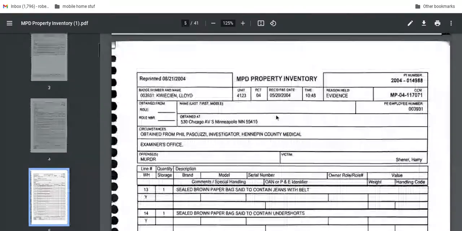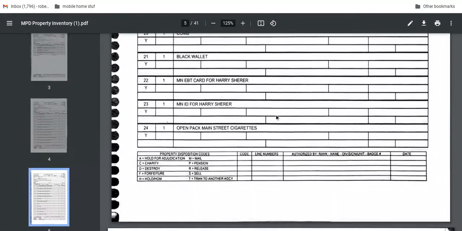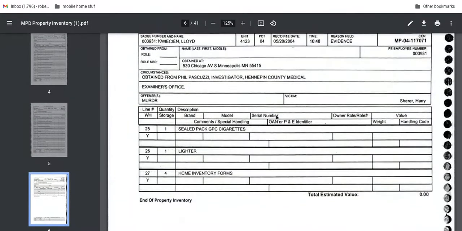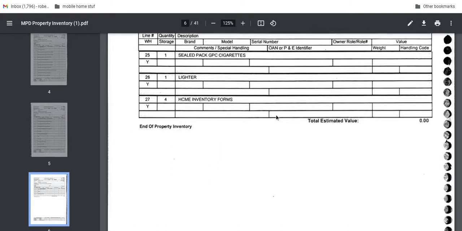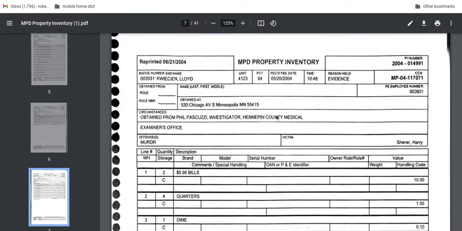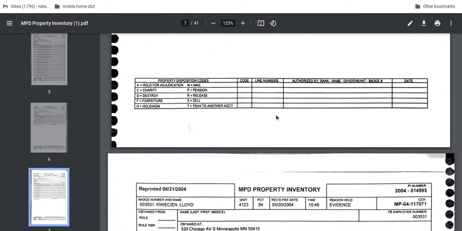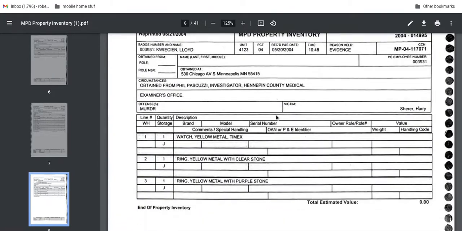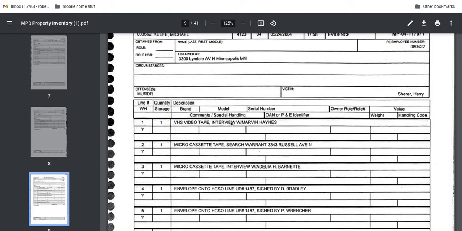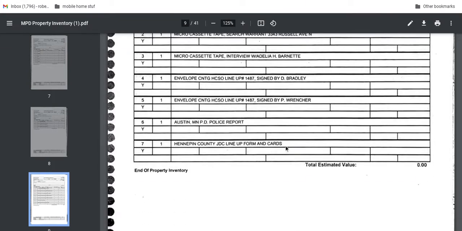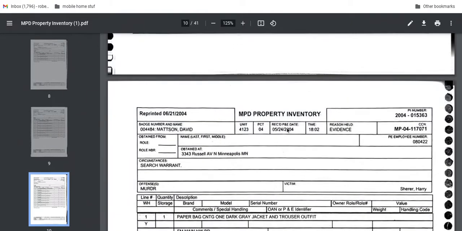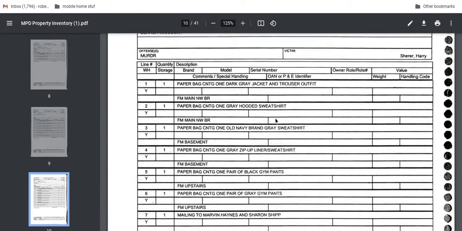And it goes on. Okay, the stuff from the autopsy, the stuff that was picked up from the search warrant, right? Everything else. Again, the dates is what's important. Okay, right there, 5/24. The videotape, stuff like that from the interviews. This is from the search warrant.